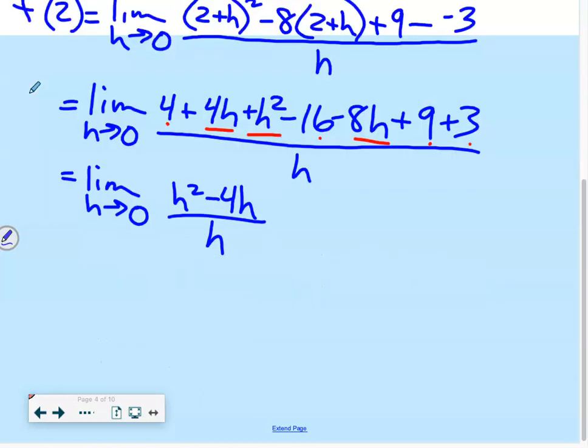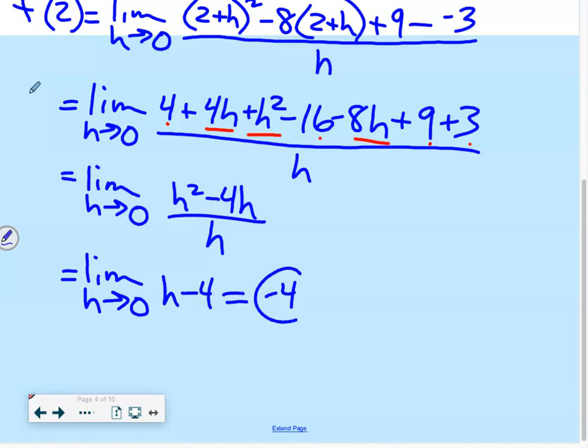All right, so now if you did it right, everything without an h should cancel so that you can cancel an h from every term. We're left with h minus 4. Plug in a 0 for h, and what do you get? -4. It works. No way.